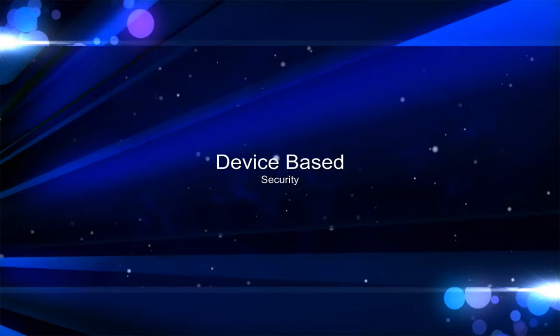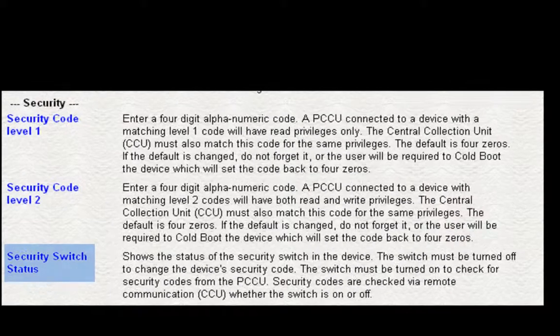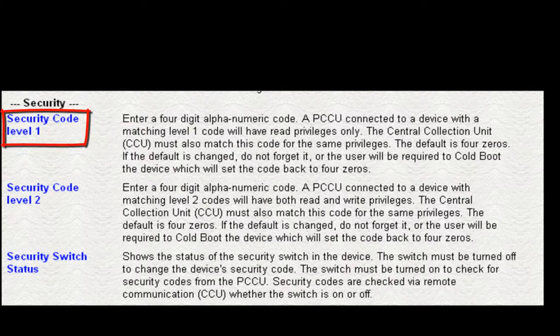Let's get started with our first method of security, device-based. In device-based security, we use a security switch. Level 1 will be our read-only status, and level 2 would be write and read, both.